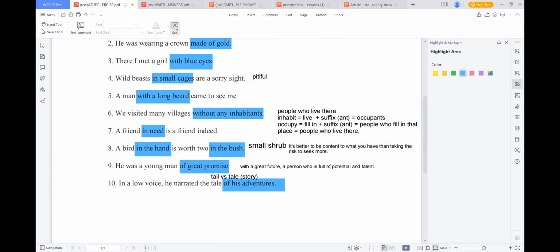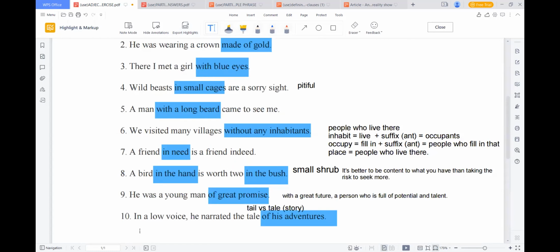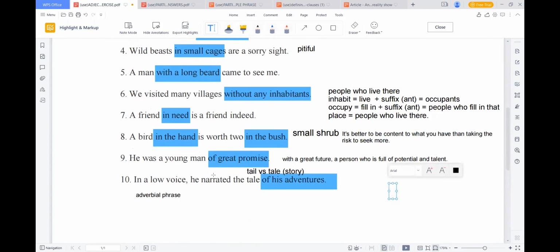This is called an adverbial phrase, to describe an action. So you need to look for the verb. The verb is narrate. So how does he narrate? He narrates in a low voice. What's the meaning of narrate?